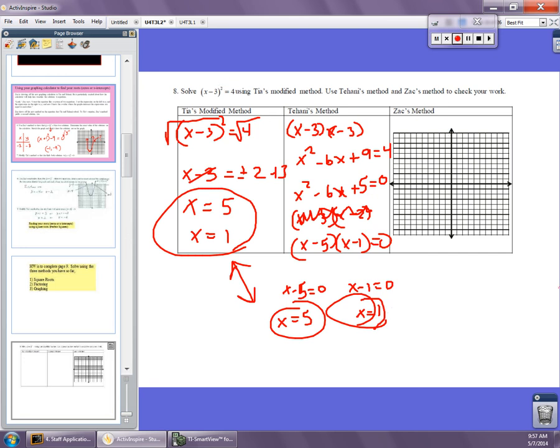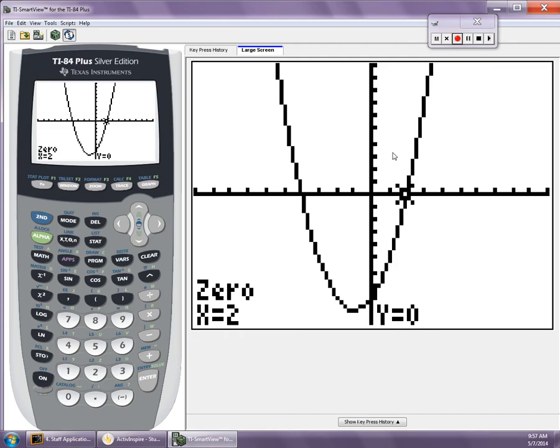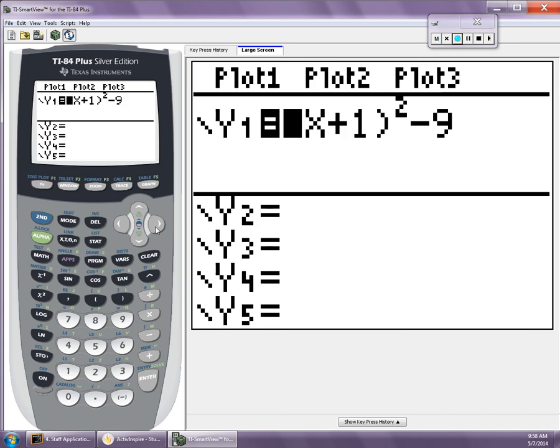Zach's method is to get the vertex by moving the 4 over. So if I subtract 4 on both sides, now I know that my vertex is at positive 3, negative 4. And then to find out the x-intercepts by graphing, I'm going to go to my calculator and plug this equation in. So it's x minus 3 squared, then minus 4. Hit graph.